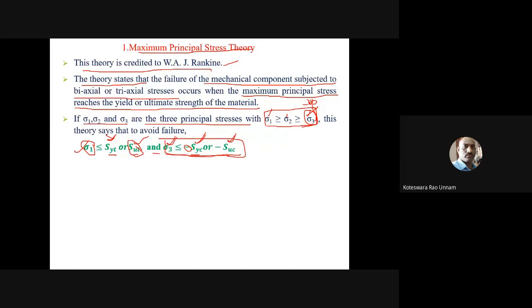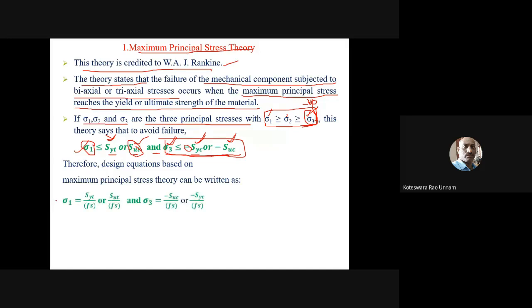Now in these equations, we are not using any factor of safety. If I want to introduce a factor of safety into the design equation also, I can write the failure theory like this. The design equation based on the maximum principal stress theory can be written as sigma 1 equal to either SYT by Fs or SUT by Fs, where Fs is the factor of safety.